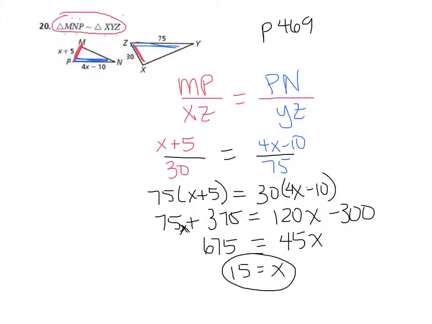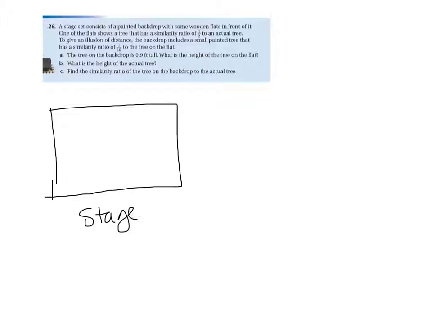So you set up your proportions by looking at the similarity statement. The question I wanted to go over was number 26. So number 26 has three parts to it. And we can try to go with a picture. I'll do my best to draw a picture. It says a stage set consists of a painted backdrop with some wooden flats in the front of it. So I'm going to maybe just draw myself like a big stage right here. That's going to be my stage. And so I've got wooden flats on the front. So I'm maybe going to just put an F by there for wooden flats.